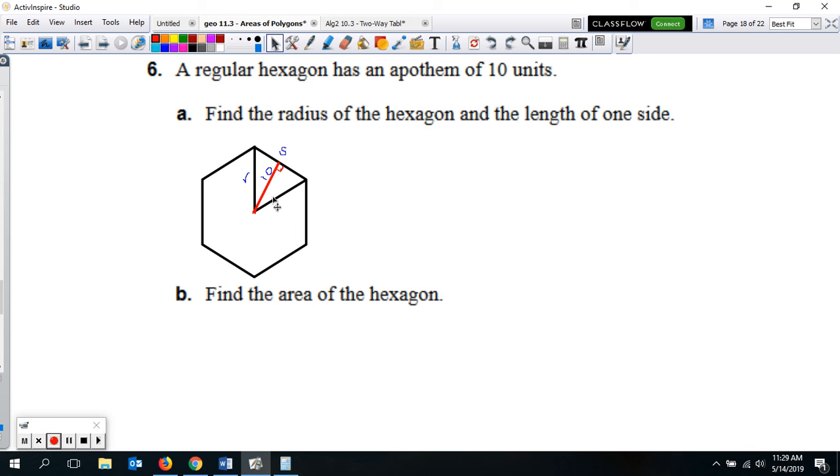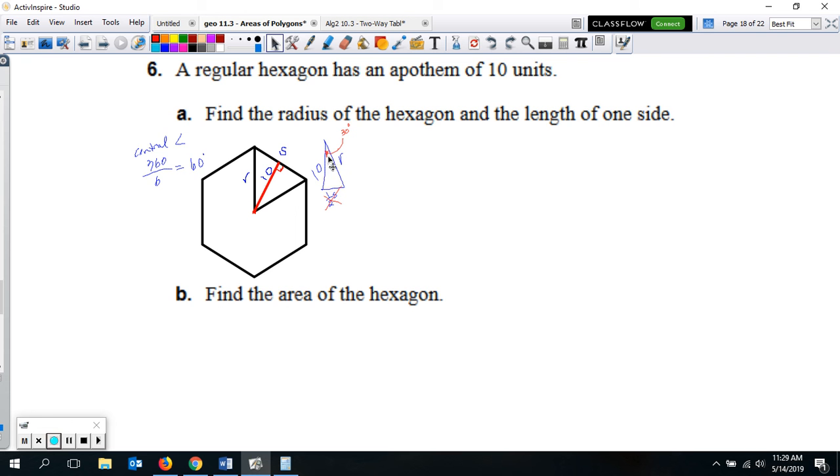So finding the central angle is going to be 360 divided by the number of sides. Well, it's a hexagon, so it's 360 divided by 6. So that means our central angle is 60 degrees. So if this central angle is 60 degrees, half of that for our little right triangle here is going to be 30 degrees. So let's go ahead and draw a little right triangle again outside here so we can focus on just solving that triangle.